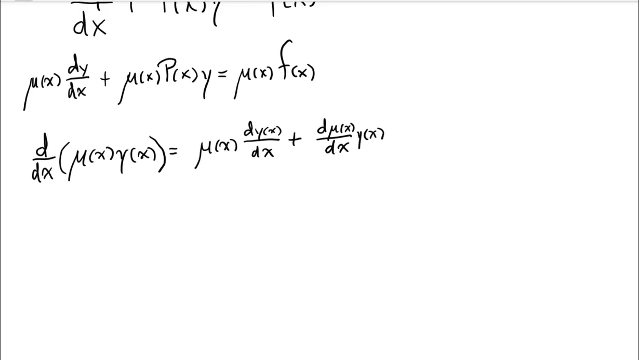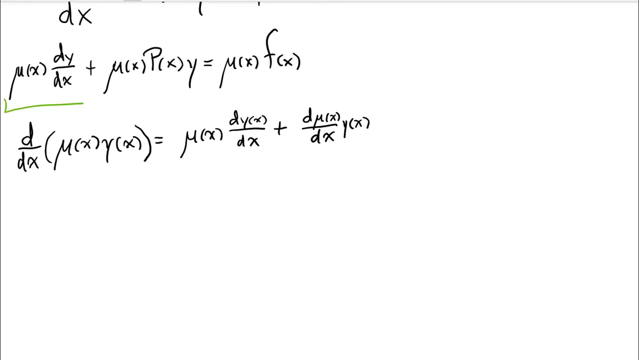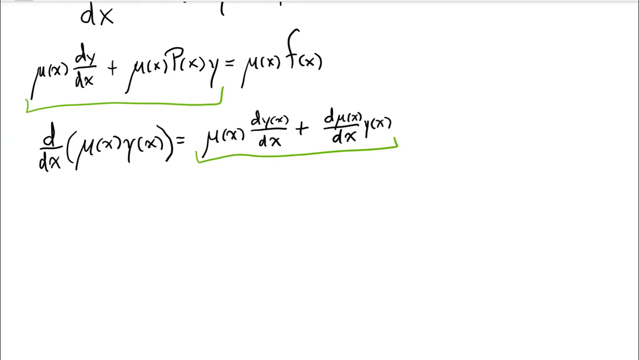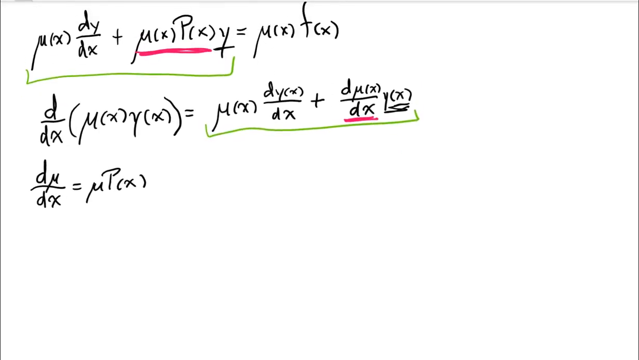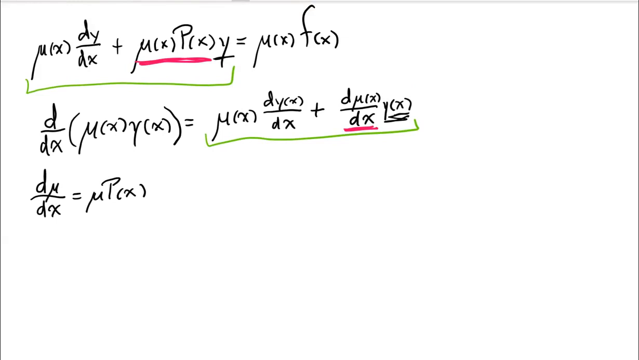Now if we look at this left-hand side and this right-hand side, the first part is easy, it's the exact same. It's mu of x times dy dx. And then let's look at the second one. Here we have a y and we have a y, and if we let d mu dx equal the other portion here, the mu of x p of x, then these two will be equivalent. And so now we're on to something. We have actually created another differential equation, and this one is separable.